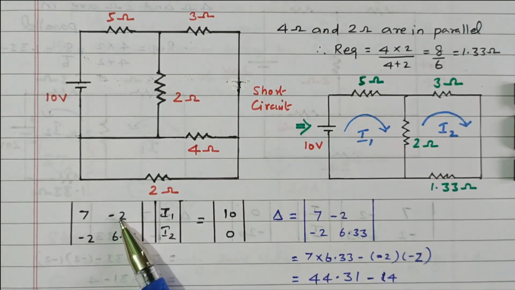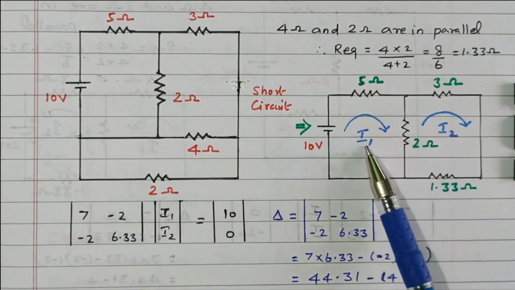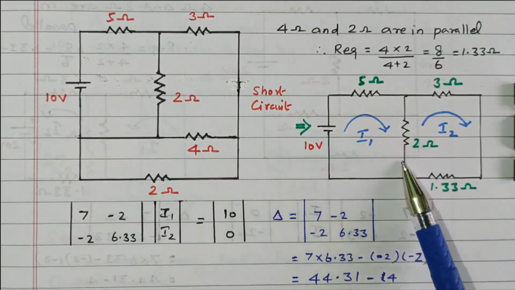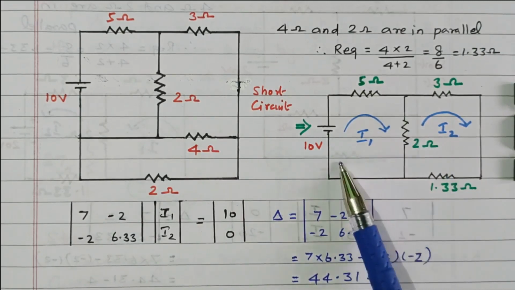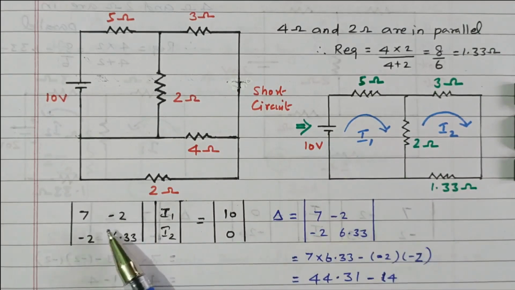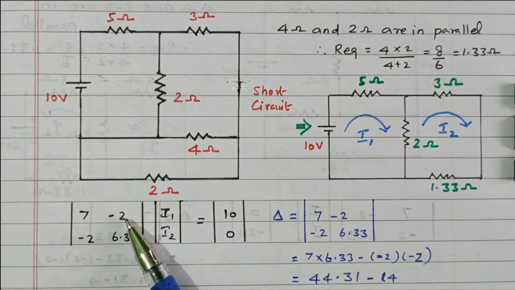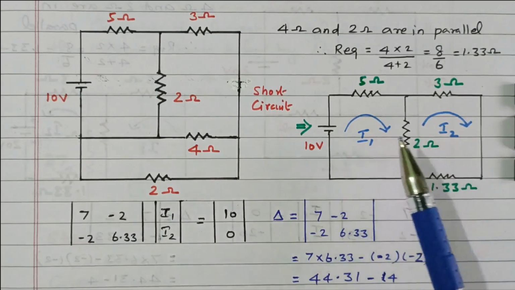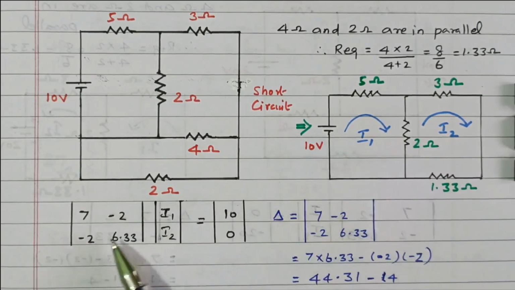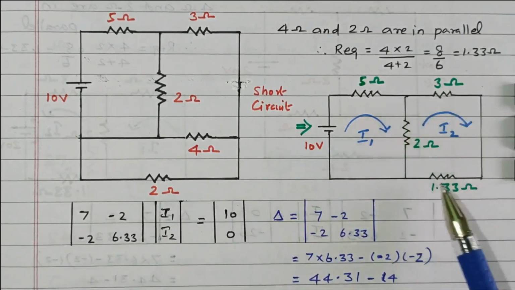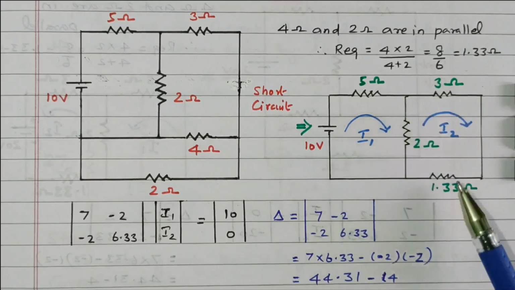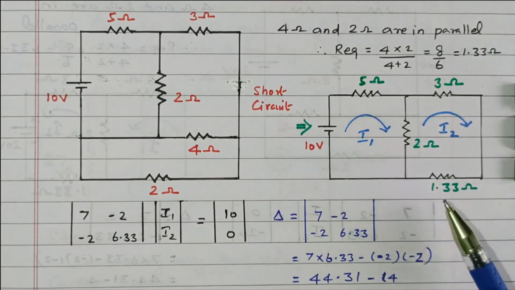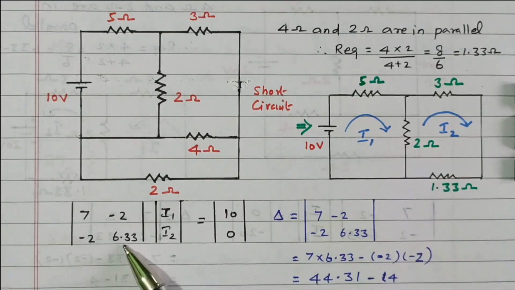This is R12. R12 means the resistor commonly available between loop 1 and loop 2. This 2 ohm is common between loop 1 and loop 2, so it is minus 2. Other than the diagonal, the other elements are negative. This is R21, the same thing: the common resistor between the second loop and first loop is also the 2 ohm resistor, so minus 2. Then R22, the total resistance in the second loop, is 3 plus 1.33 plus 2, that is 4.33 plus 2, 6.33.